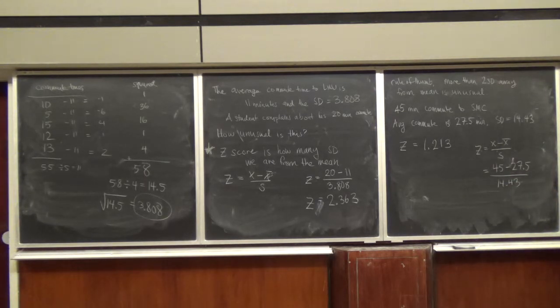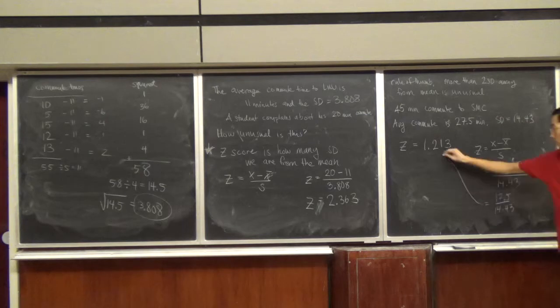And if you plug these values in, what is the first thing that you do in the calculator? When we do order of operations, what do we do? I calculate the numerator value, and I get 17.5, and I divide that by 14.43, and when I do that, I get 1.213.